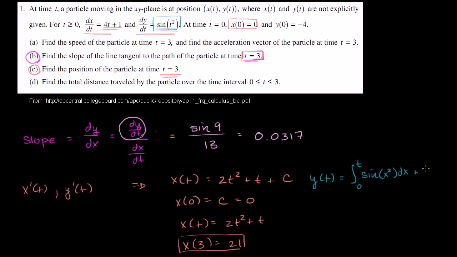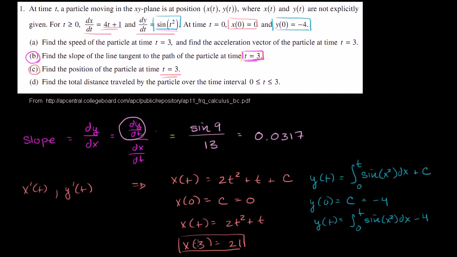And this is y of t. And of course, you're going to have to put a constant over here, because if you took the derivative of this, you would get y of t, and you'll lose the information from this constant. And we can figure out what that constant is because they tell us what y of 0 is. So y of 0 is going to be equal to the integral from 0 to 0. So this part right over here is going to be 0. So it's going to be equal to c, which they tell us y of 0 is also equal to negative 4. So we get y of t is equal to the integral from 0 to t of sine of x squared dx minus 4.